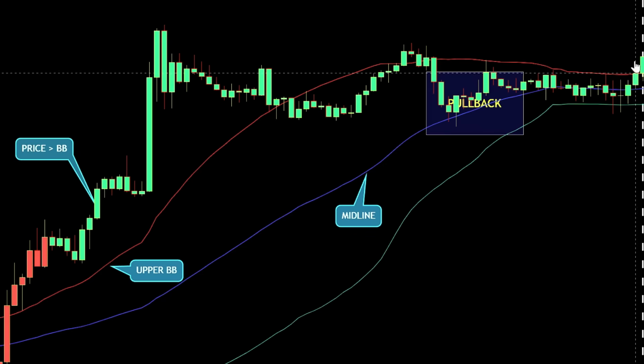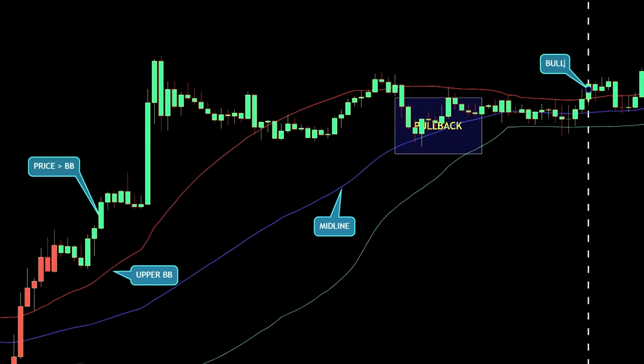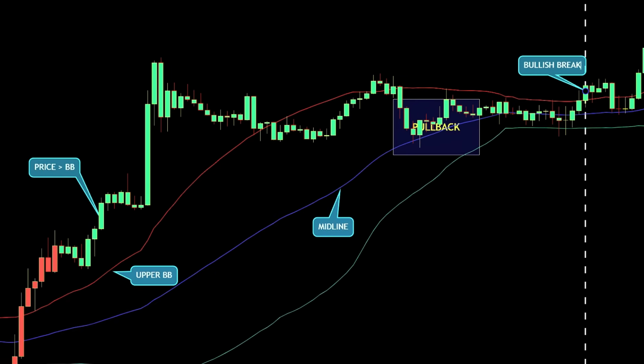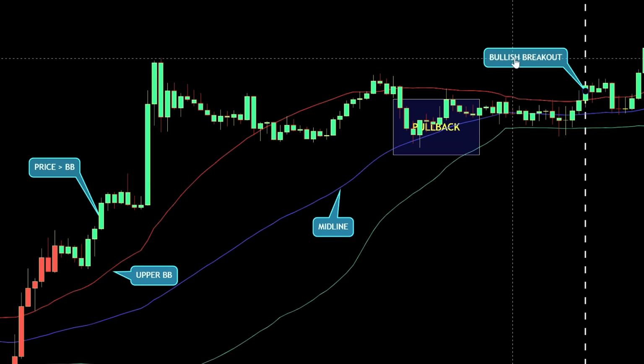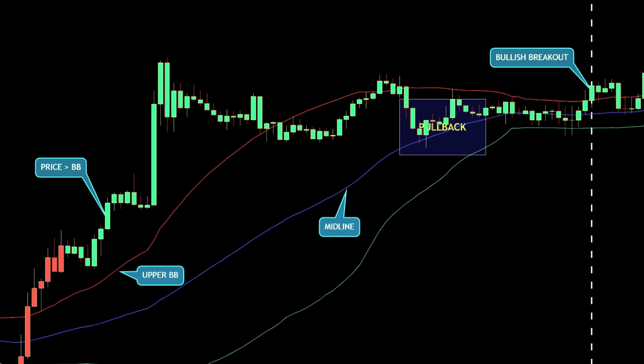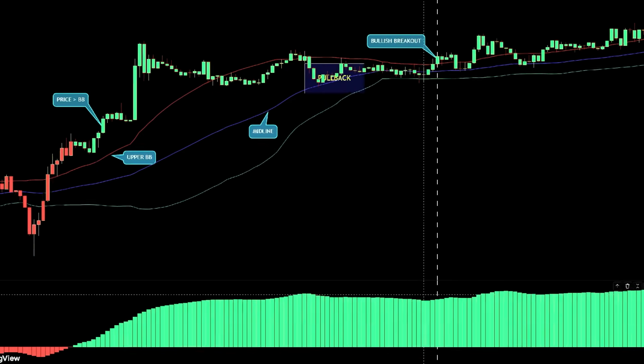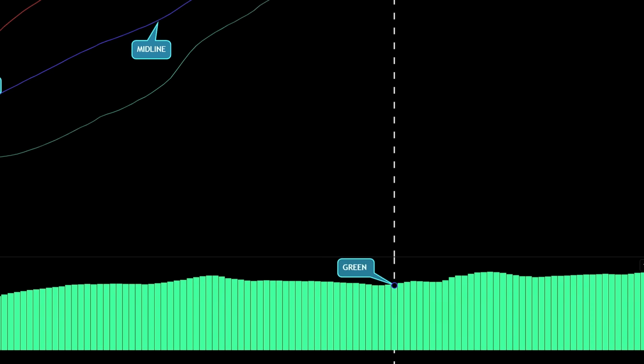Then after that pullback, I'm watching for what looks like a bullish breakout. This is where the price pushes back up and breaks above the upper Bollinger Band again. It suggests that upward momentum might be returning. And for confirmation, I glance down at the RSI histogram. For me to even consider it, those histogram bars have to be green. If they're red, I'm hands off. That tells me the underlying momentum might not be strong enough.